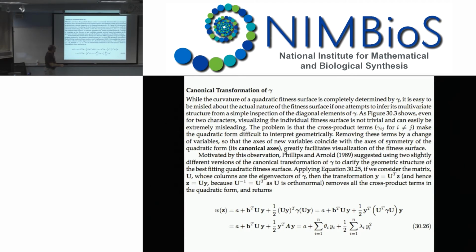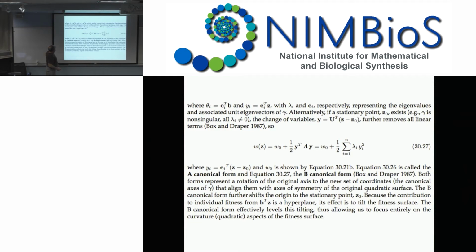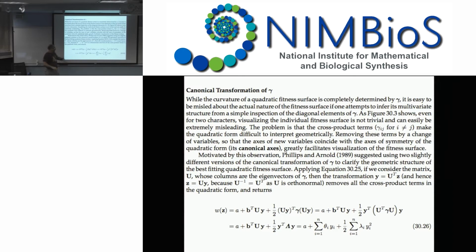So this transformation allows us to take a complicated matrix and give it a very simple interpretation. And these axes here basically correspond to the eigenvectors. We can also tilt that plane and entirely remove this linear term. So you can imagine I've got a curved surface. That curved surface could be tilted. Those tilts are the selection gradients. I can then reform that so I tilt it back again, and now I'm focusing entirely on the curvature.